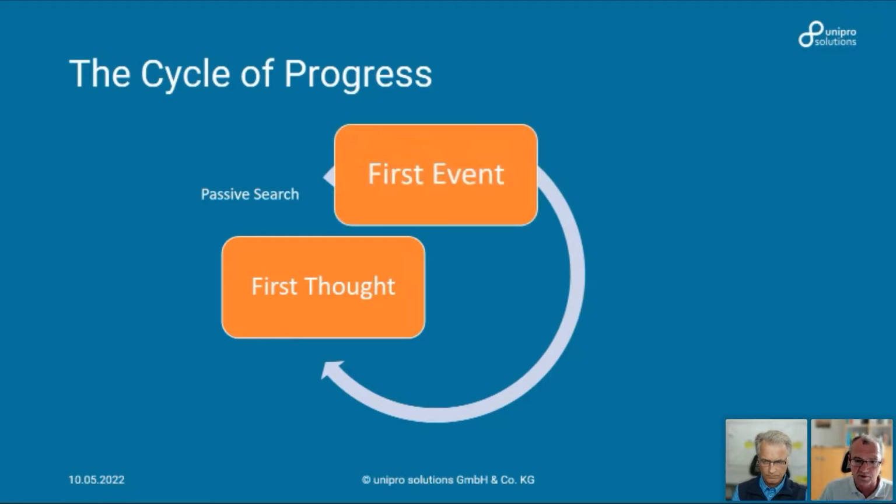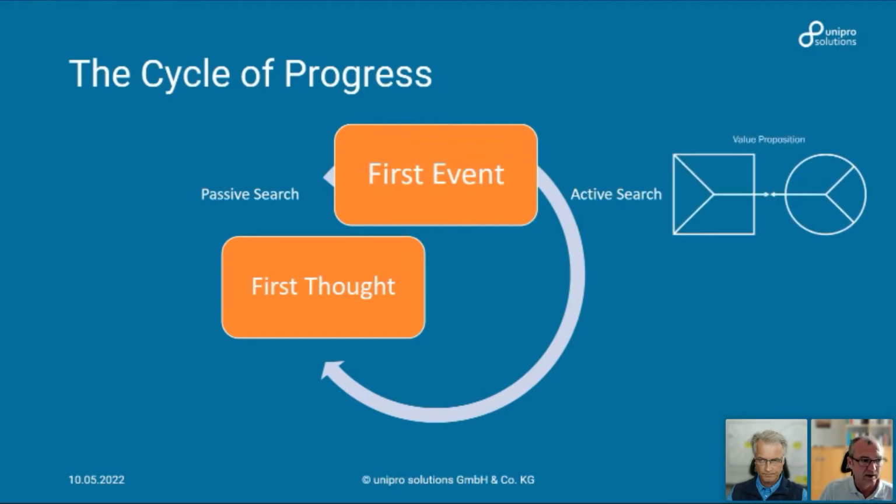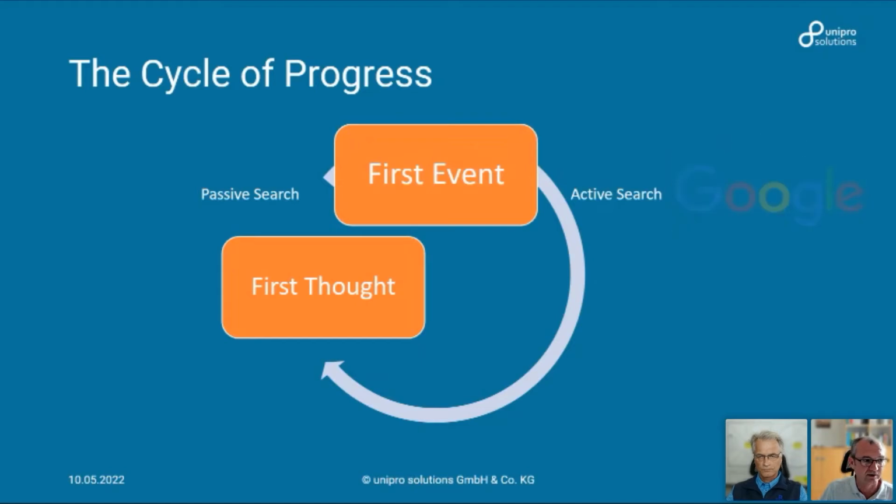And then typically something happens. We call this the first event. It makes people think, now I need a solution. Now I go into an active search. I look around, and this is the first instance where we can create value. We can create a value proposition for people in the active search phase.